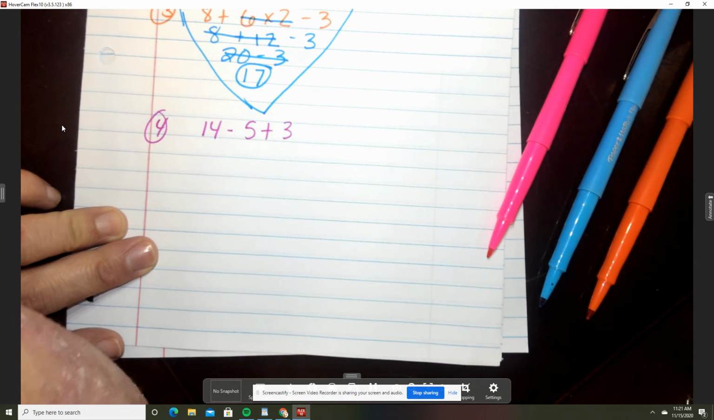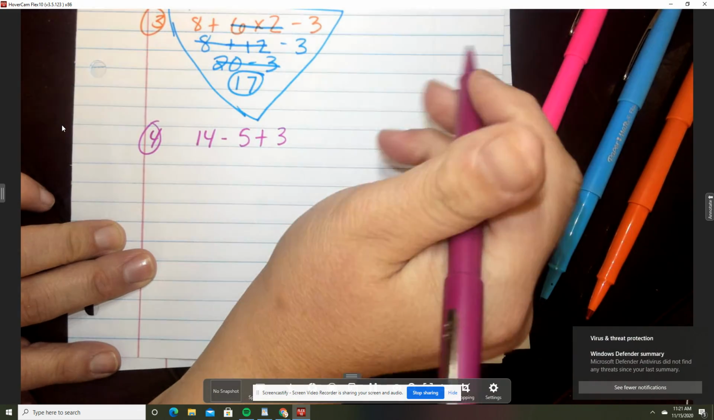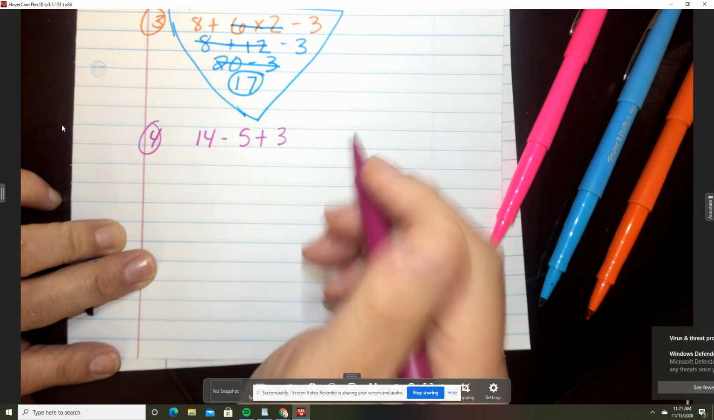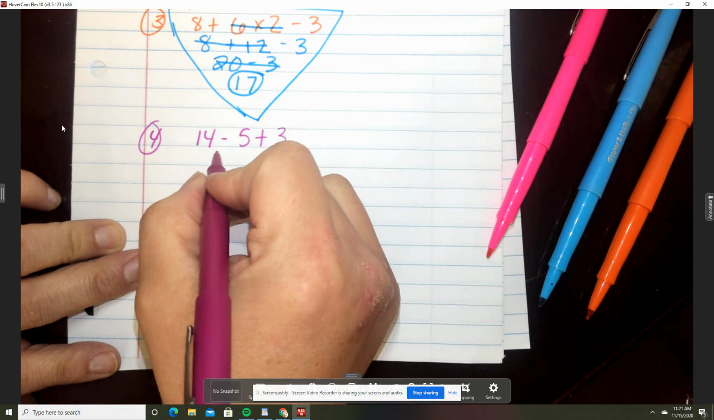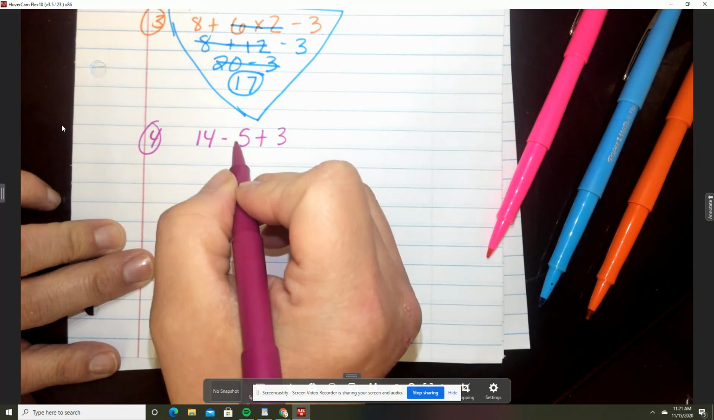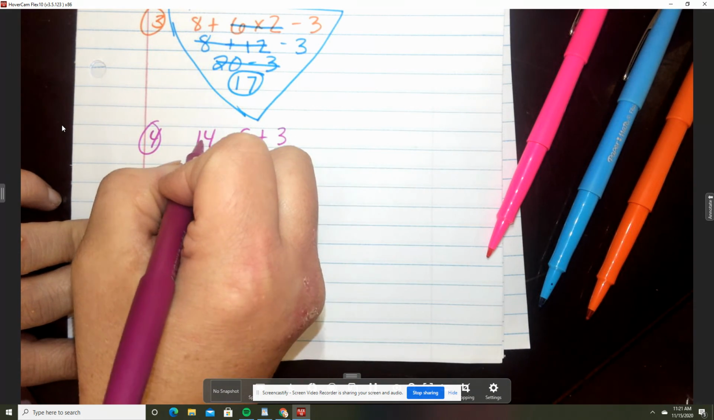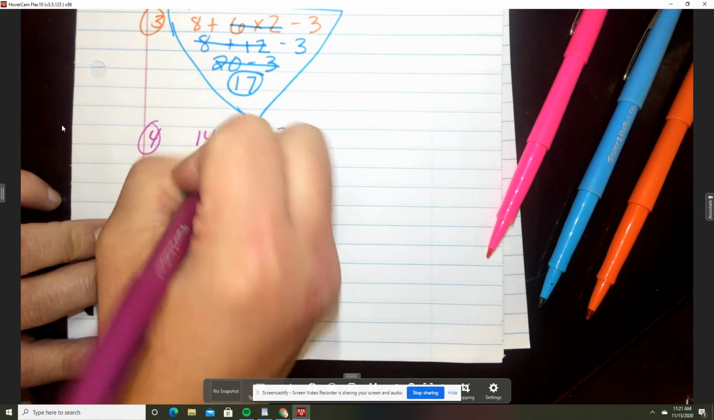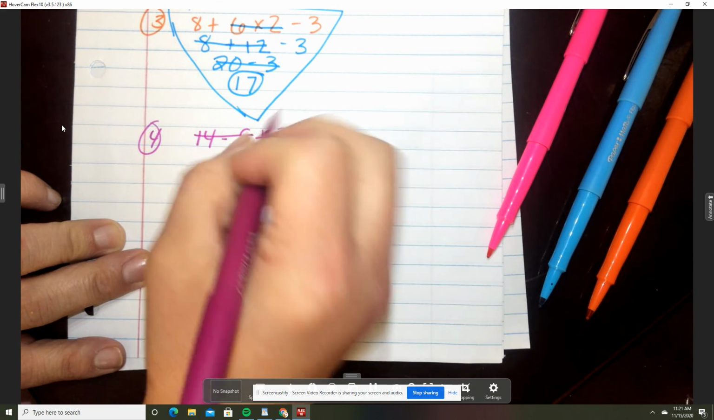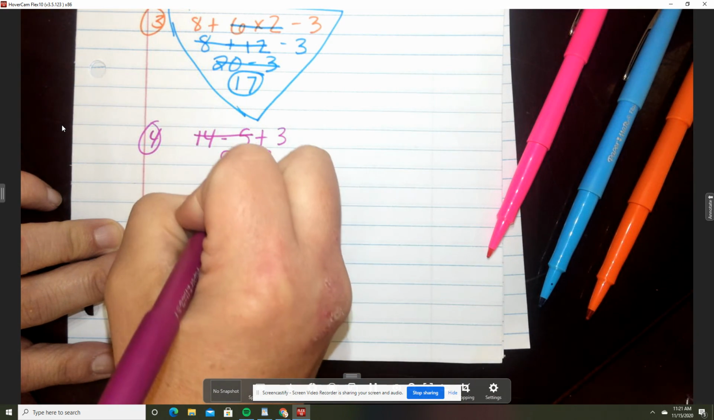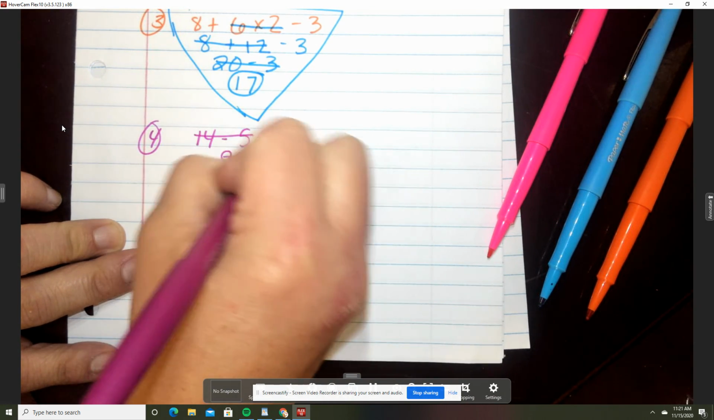So in PEMDAS, it says, please excuse my dear Aunt Sally. So it would look like addition would come first, but that is not actually true because you always want to do addition and subtraction left to right. They are equal in importance. Whichever one comes first is the one you do. So subtraction comes first. So 14 minus 5 is 9. I marked that out and I brought down the rest of my problem. 9 plus 3 is 12. I circle that, mark it out.